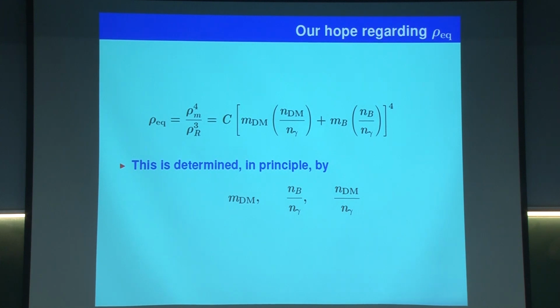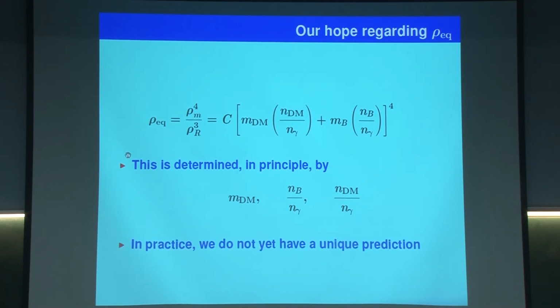Right now we have no clue what the dark matter is made of. We also are not very good at predicting n_B by n_gamma. There are several models which predict it, and the value is consistent with what we see, but it is not unique. So I have said that in practice we do not have a unique prediction, but in principle we know how to compute it.